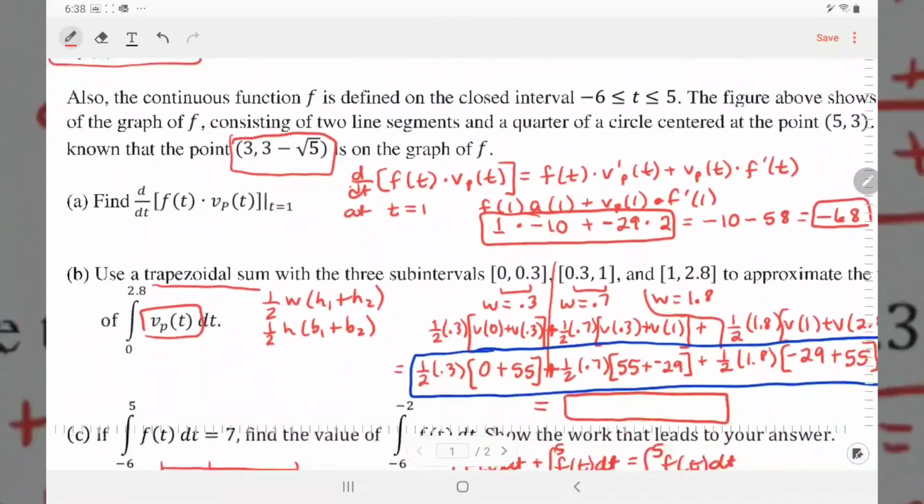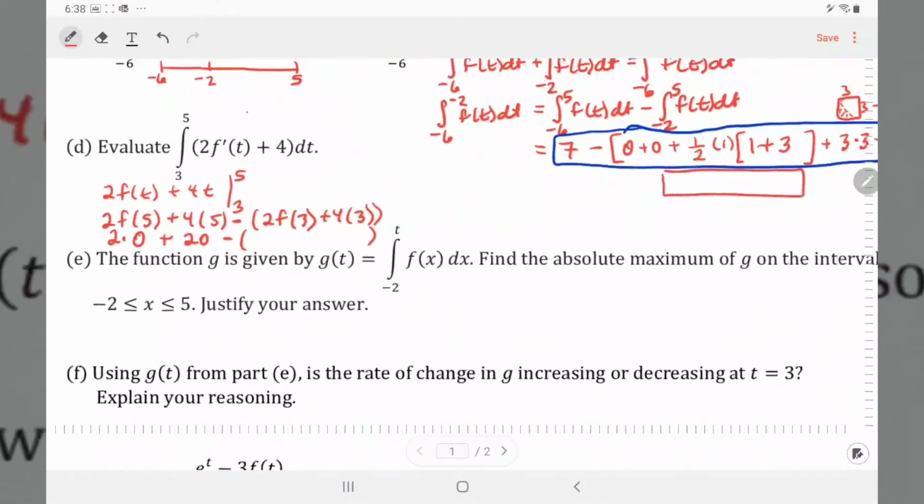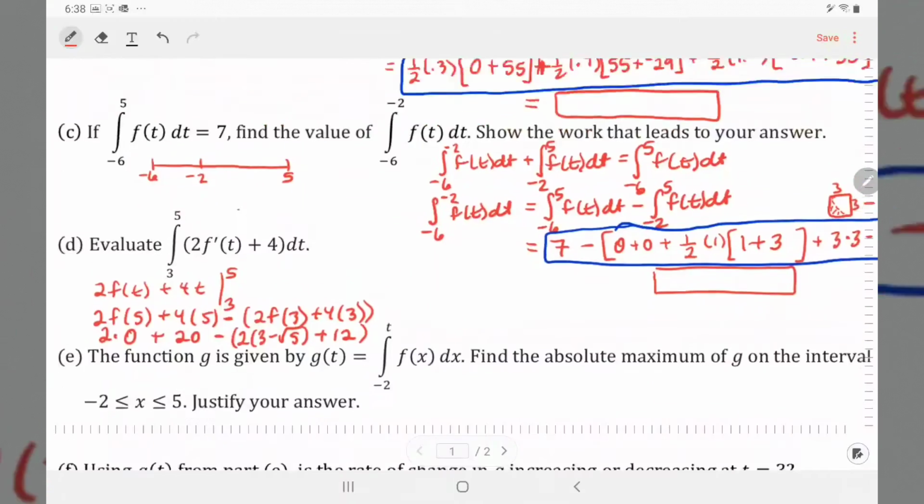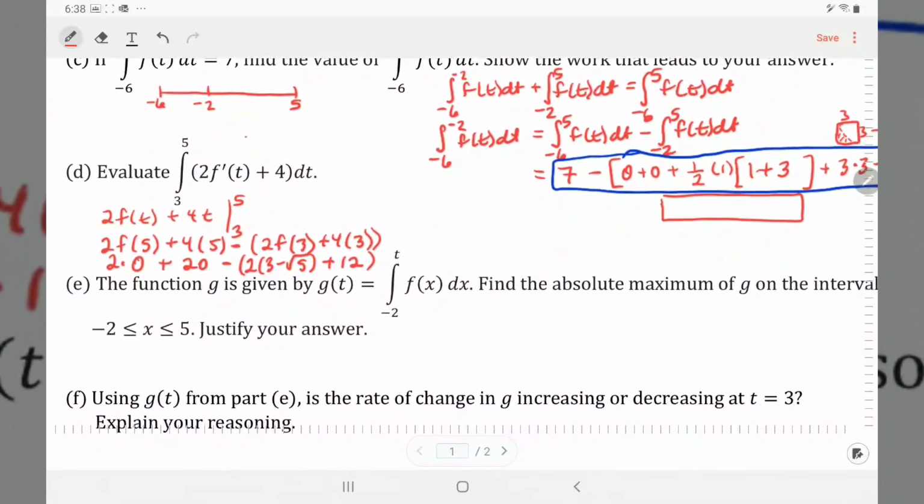3 minus radical 5. Okay, so I would leave the answer like this. I would not simplify because AB and BC don't want you to simplify. I would simplify later though, probably, just so you could see the answer. But don't do that on your test. Just leave it unsimplified and you're set.